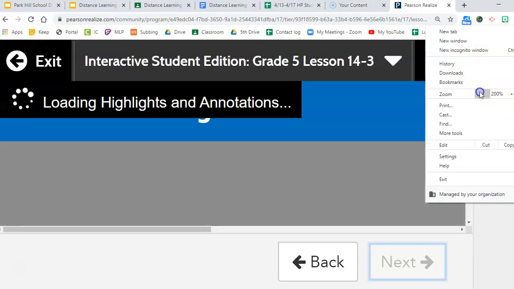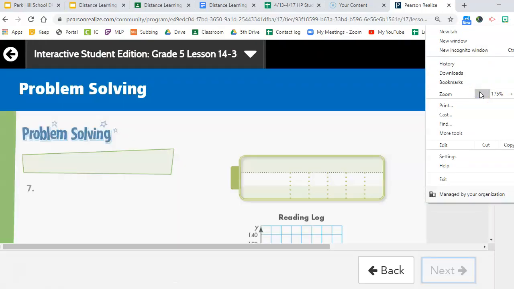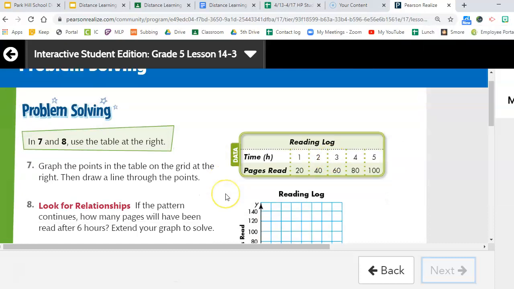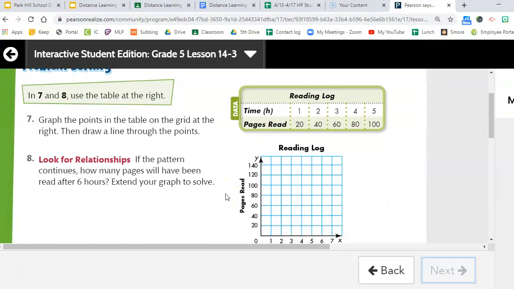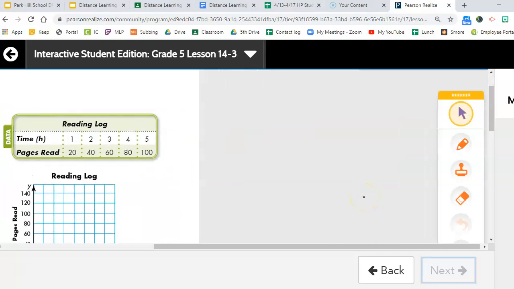Maybe I can zoom out a little. Okay, number 7 and 8 says, graph the points in the table on the grid at the right. Then draw a line through the points. Okay, so I'm going to graph, so it says time h is right here. So, oh, it lost my pen.